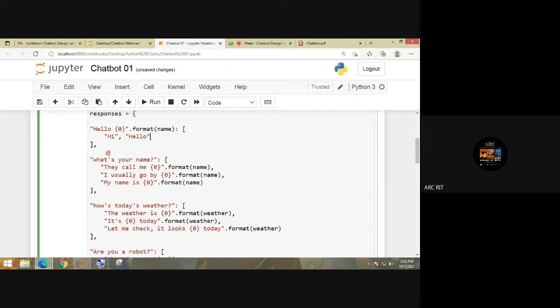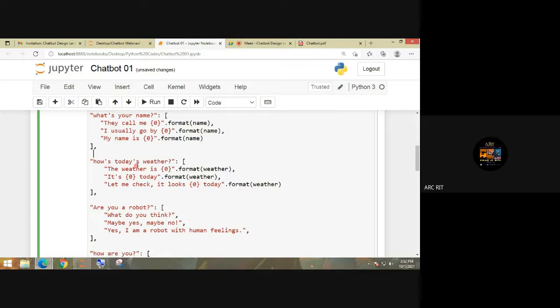For the second question, what's your name, I have written three responses: "They call me {0}".format(name), or "I usually go by this name", or "My name is". Again, this is a list. This is the key, what is your name, and for this key the value can be any one of these three responses.